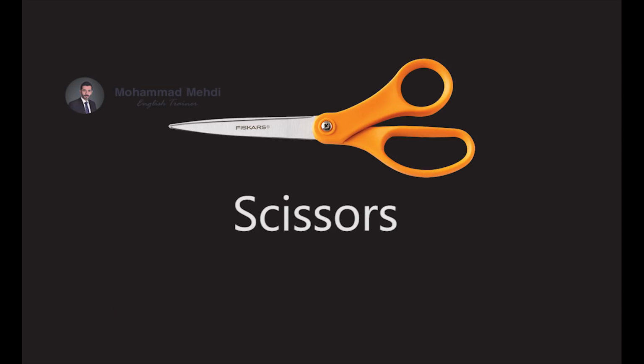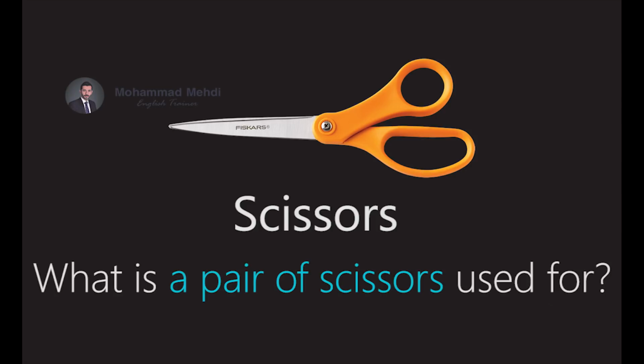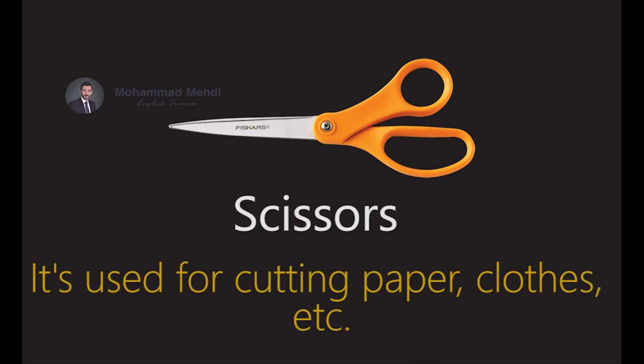Scissors. What is a pair of scissors used for? It's used for cutting paper, clothes, etc.